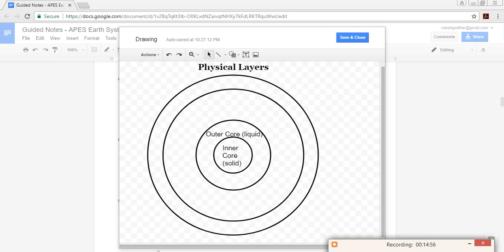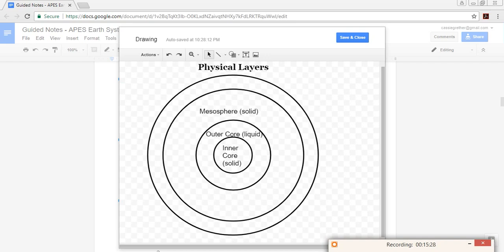This next layer is called the mesosphere. Meso actually means middle, so it's the layer in the middle. When we talk about the atmosphere, you'll find there's also a mesosphere in the atmosphere, and guess what? It's also in the middle. This layer has more volume, so there's more matter in the mesosphere than in all the other layers. It's basically the biggest layer of the Earth.